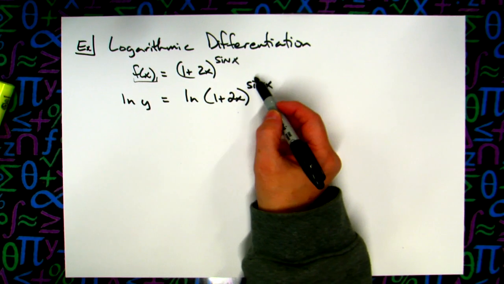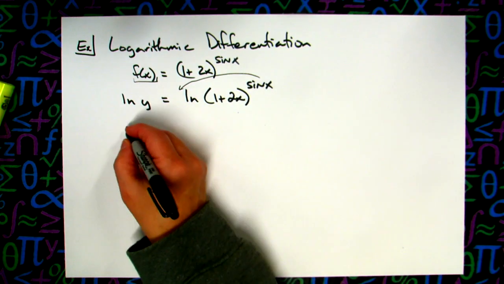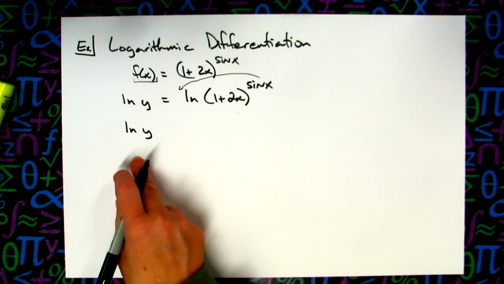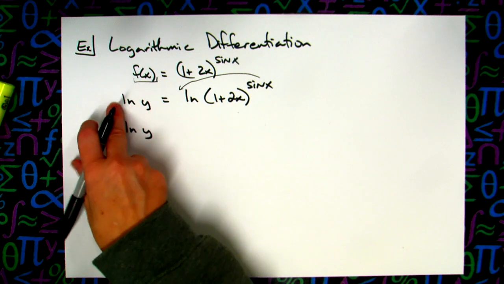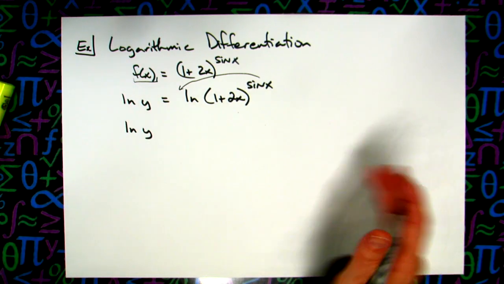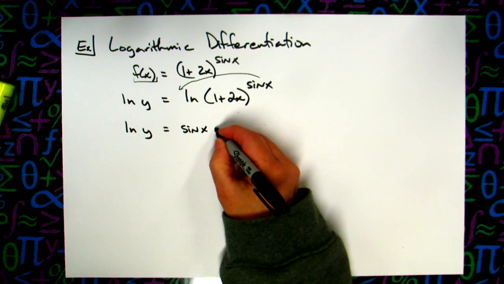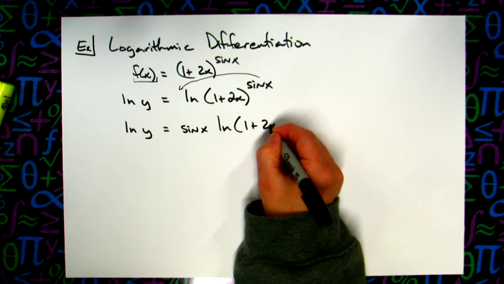So we're going to take this sine x and pull it down in front. Okay, so that's jumping the frog. So I'm going to keep natural log of y. Don't take that derivative too early, because if I'm manipulating with my logs over here, I can't take the derivative on the left-hand side. I have to wait until I've got all that simplifying done. So then I'm going to do sine x times natural log of 1 plus 2x.